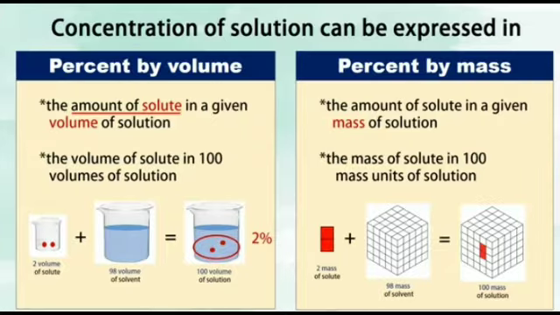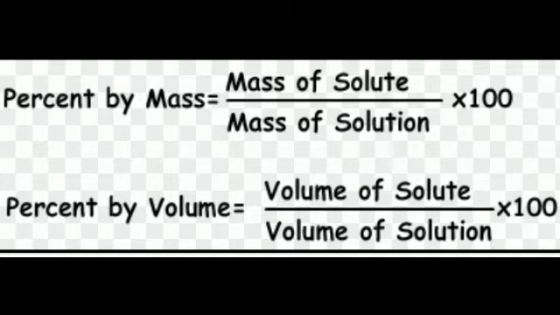First one, percent by volume: the amount of solute in a given volume of solution, the volume of solute in 100 volumes of solution. Next, percent by mass: the amount of solute in a given mass of solution, the mass of solute in 100 mass units of solution. Percent by mass is equal to mass of solute by mass of solution into 100. Percent by volume is equal to volume of solute by volume of solution into 100. That's all.